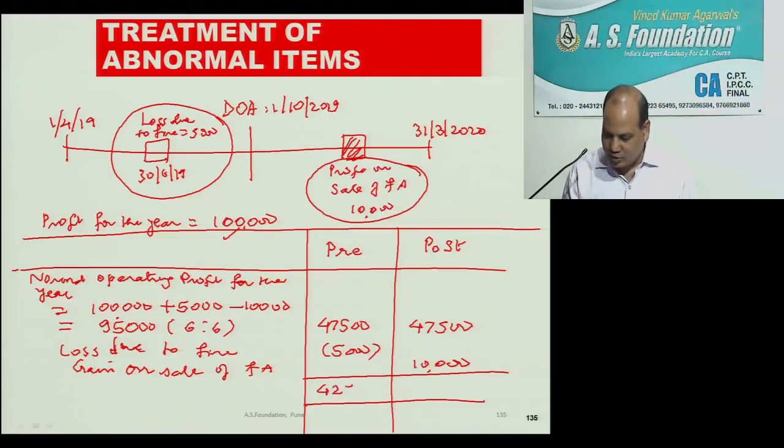So your pre-acquisition profit will be 42,500. Then your post-acquisition profit will be 57,500. Have you understood now? Now you read that paragraph, you'll understand.